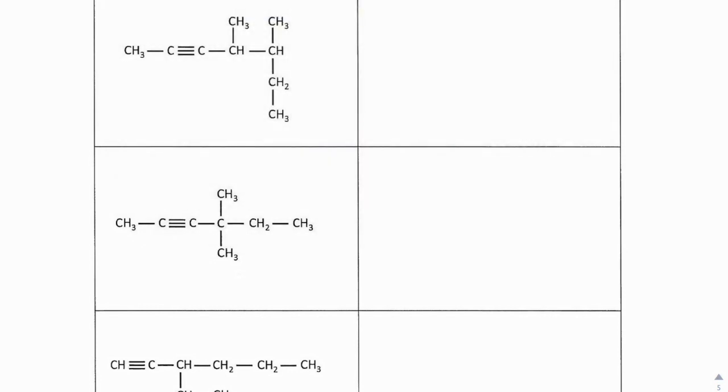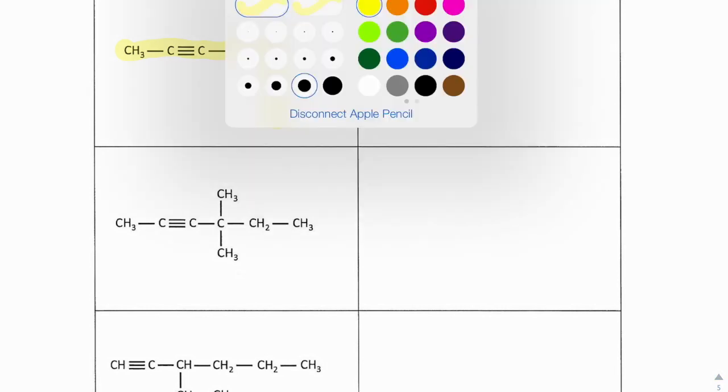Move on. Find my longest carbon chain, which would be this one right here. Okay, it's a 7 carbon chain, so it's a heptyne. What takes priority? Well, off my 2nd carbon, it's making a triple bond to my 3rd carbon, while I have a methyl group on my 3rd carbon. Obviously, it's going to be the triple bond.